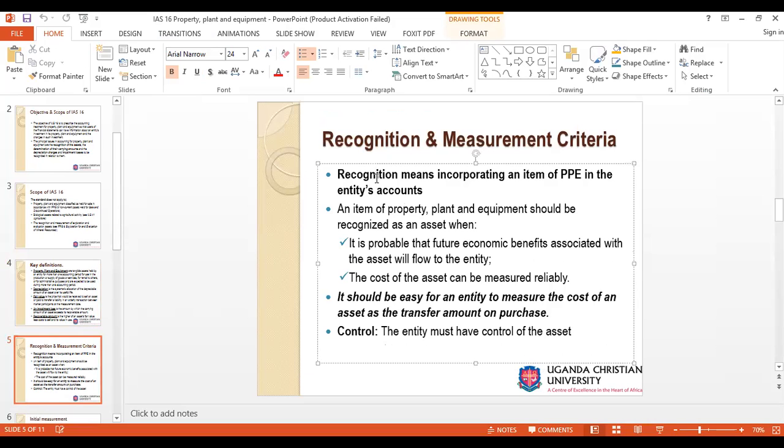Recognition. When should we recognize an item of property, plant, and equipment in the entity's accounts? An item of property, plant, and equipment should be recognized as an asset when two conditions happen. One, when it is probable that future economic benefits associated with the asset will flow to the entity. Two, when the cost of the asset can be measured reliably. So if these two conditions prevail, then you should be in a position to report the item of property, plant, and equipment in the balance sheet.